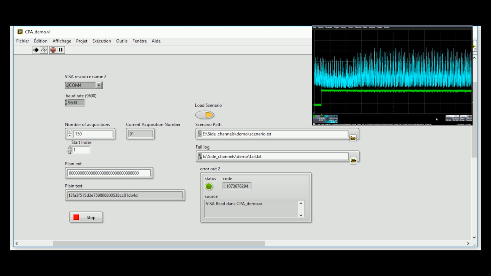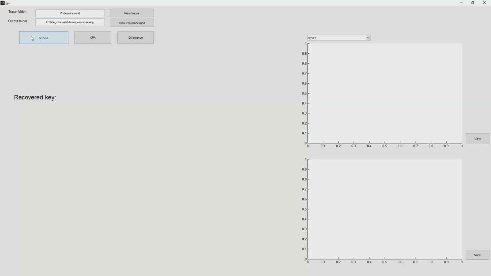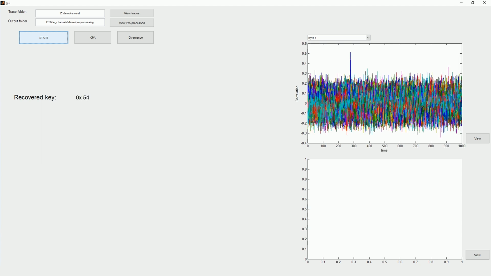Once all the traces are captured, we use MATLAB to perform the correlation power attack, or CPA, on the power consumption traces. A pre-processing is first applied and a correlation is performed afterwards to recursively obtain bytes of the key one byte at a time. The script outputs each byte of the discovered secret in both hexadecimal and ASCII format.